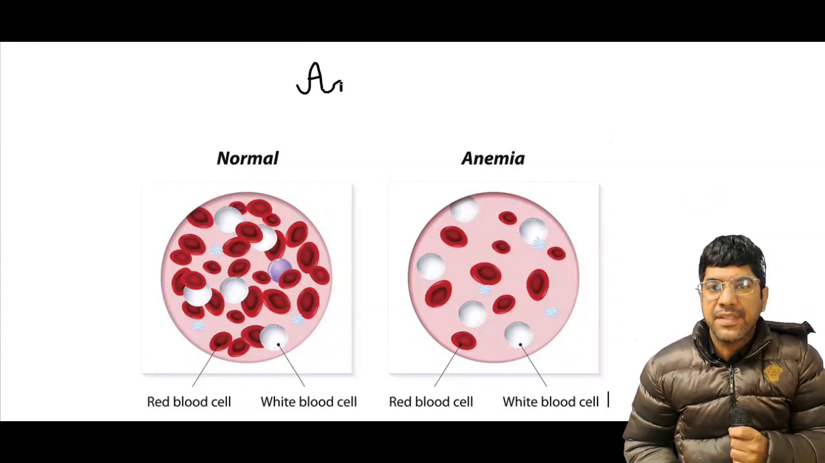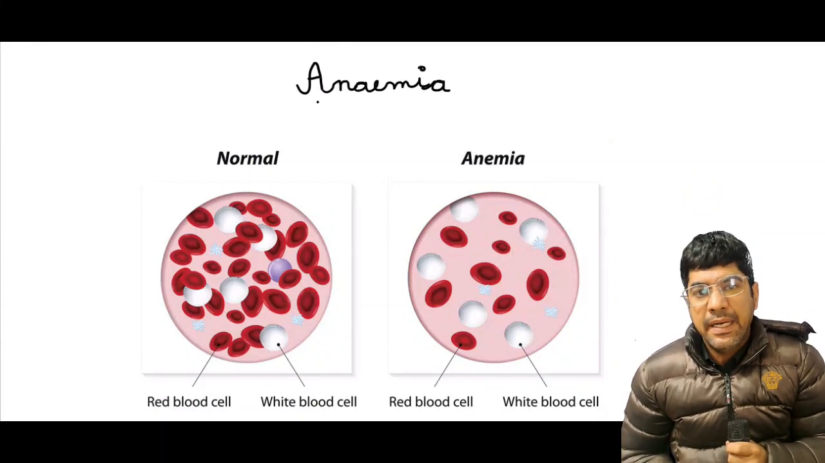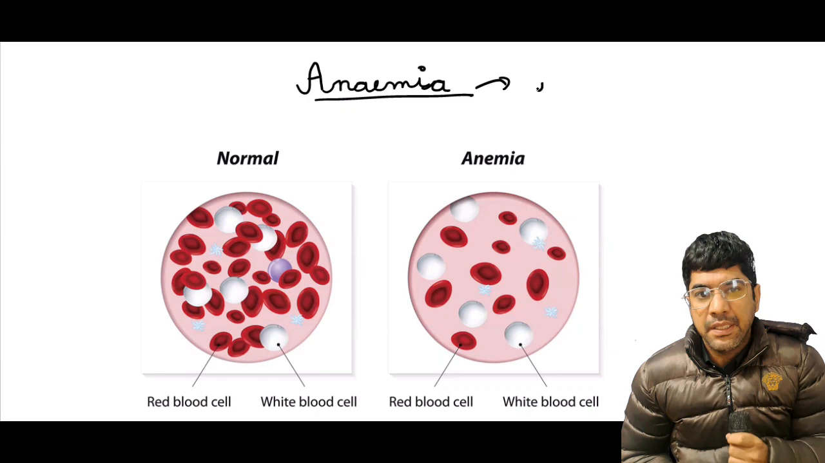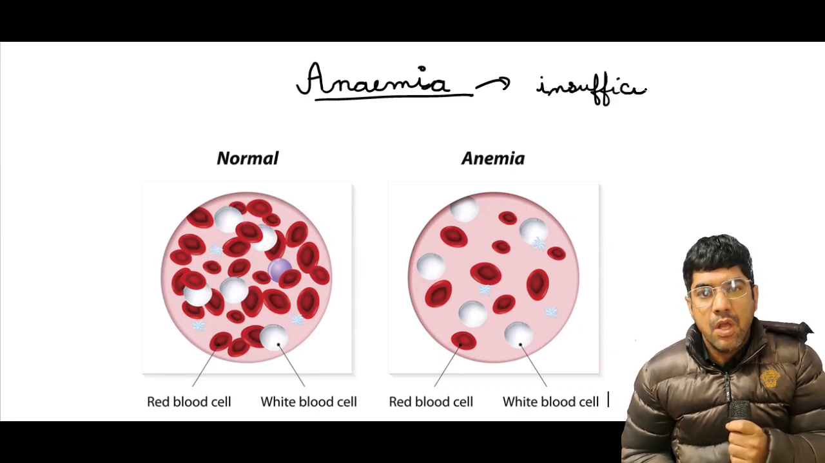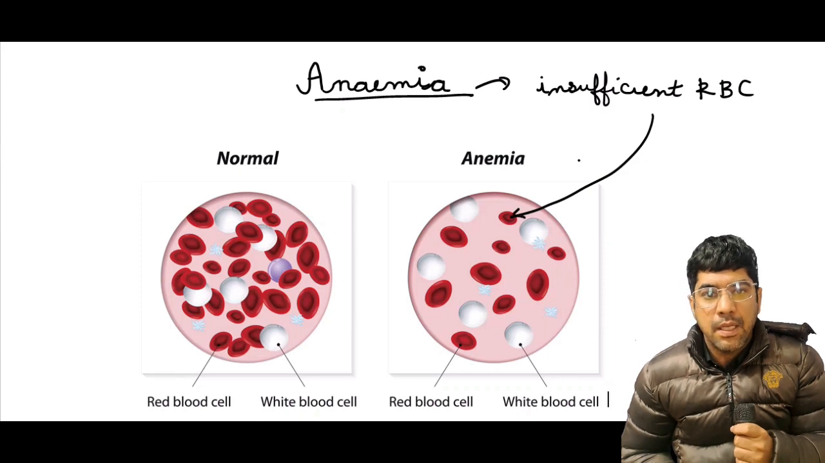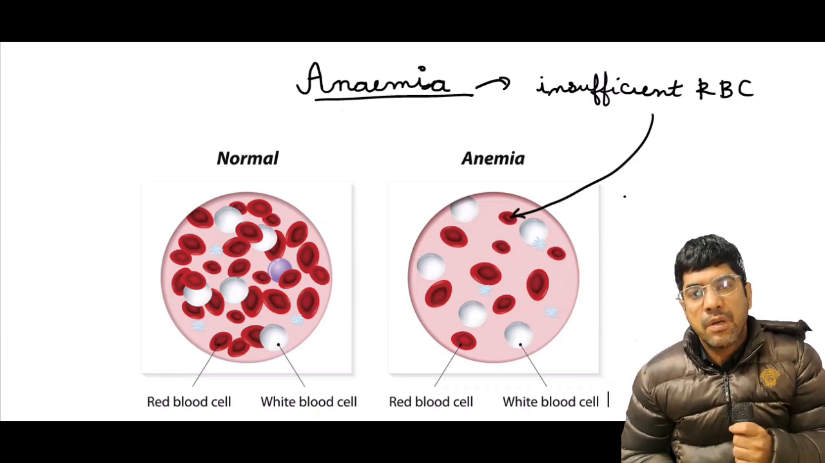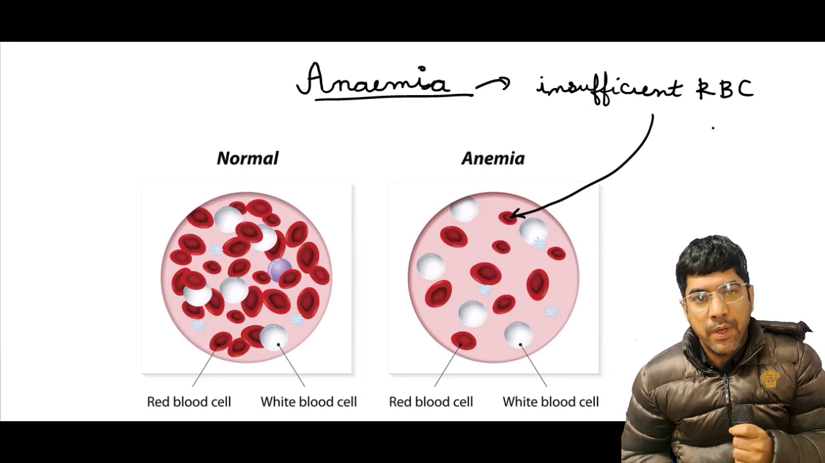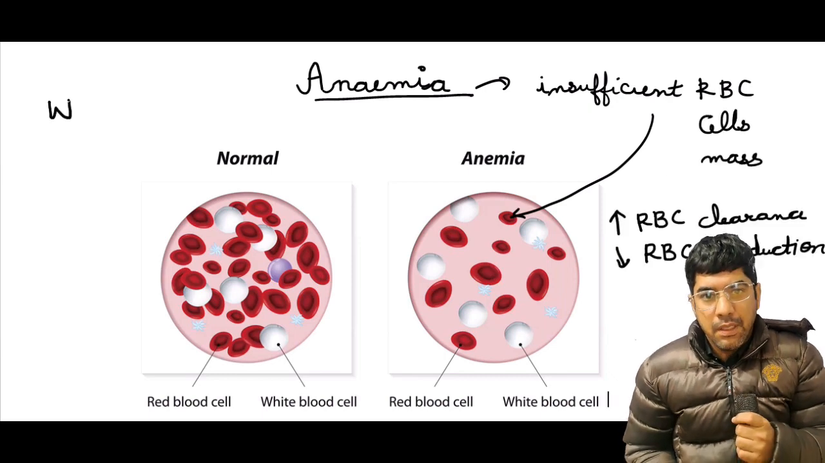Our next topic is anemia. Anemia, we know, is characterized by a deficiency in the number of red blood cells, or a decreased amount of hemoglobin in the blood, that leads to reduced capacity to carry oxygen to the body tissue.